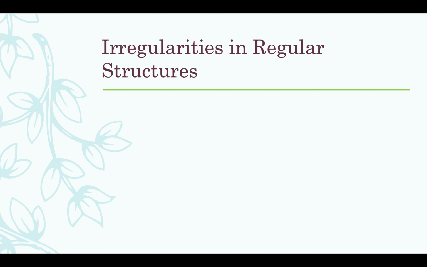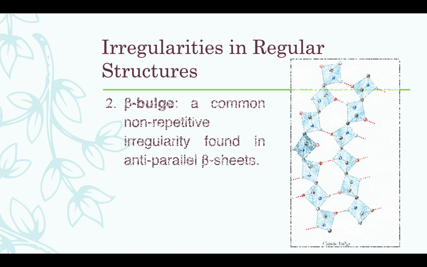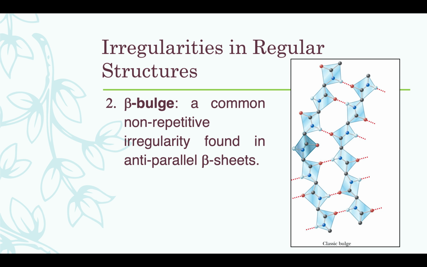Okay, so the second irregularity is your beta bulge. So this is a common non-repetitive irregularity found in anti-parallel beta sheets. It occurs between two normal beta structure hydrogen bonds and involves two residues on one strand and one residue on the other. So here, it means that two amino acid residues in one strand are hydrogen bonded to one amino acid residue from another strand.